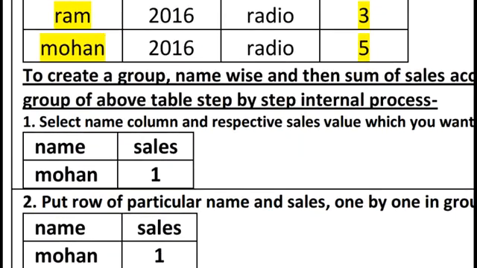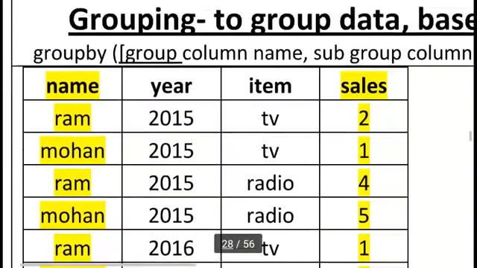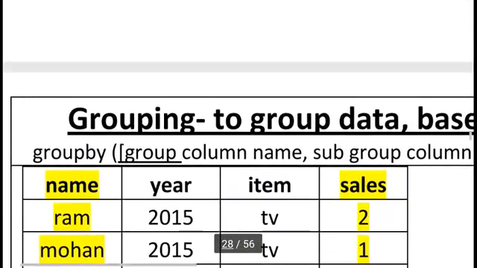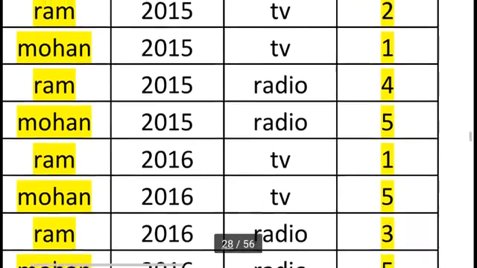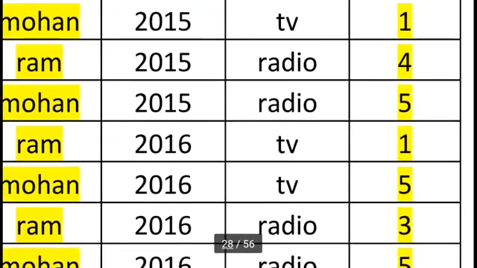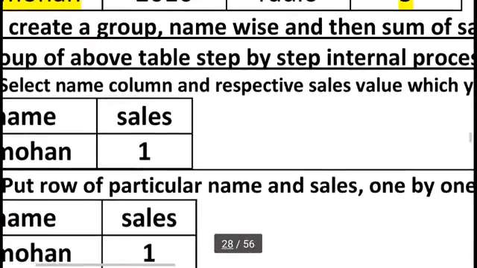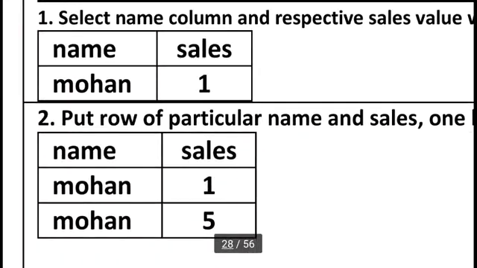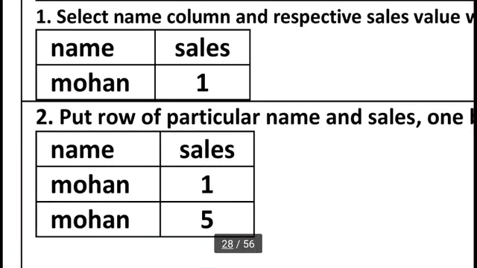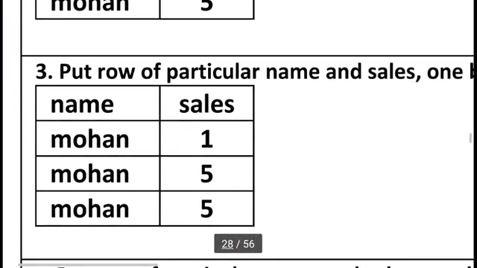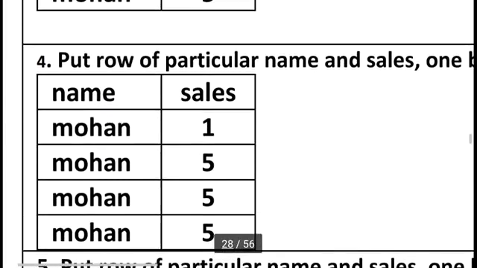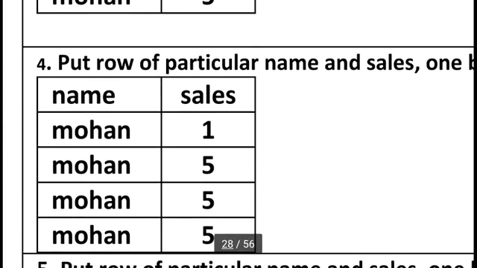You can see Mohan and the sales is 1. Mohan, the sales is 5. Mohan, the sales is 5. So all the Mohan entries and their regarding sales are put together here: Mohan 1, 5, 5. All the Mohan data is grouped together with the regarding sales.